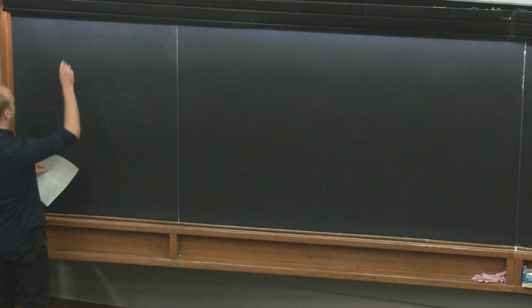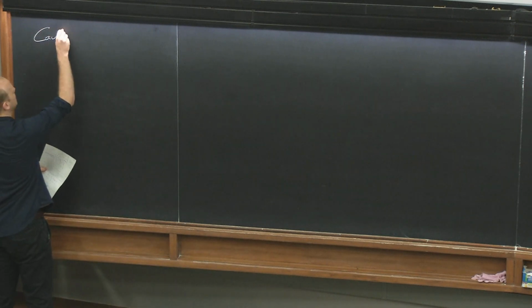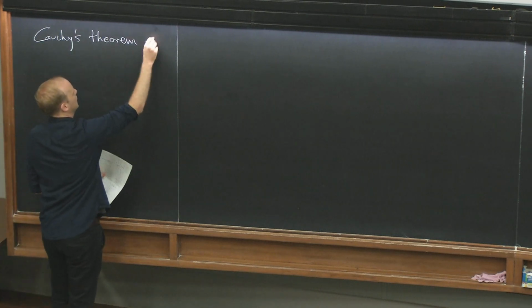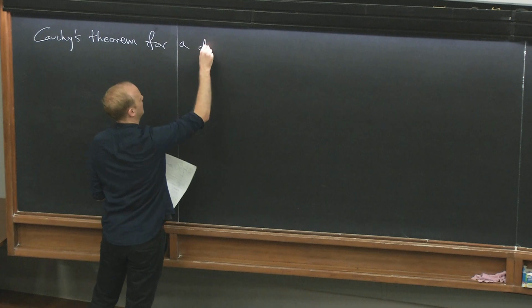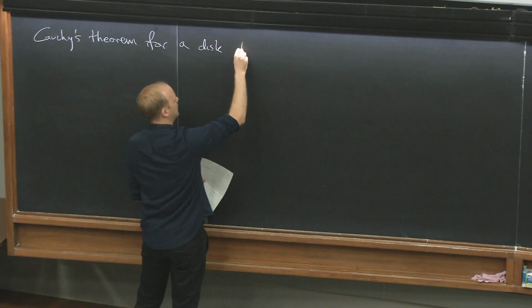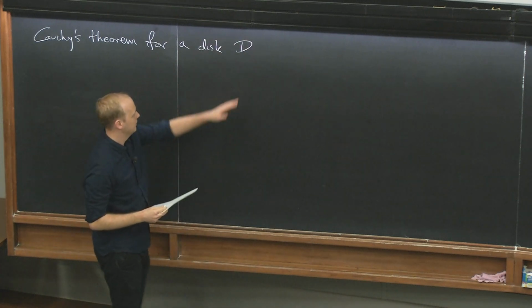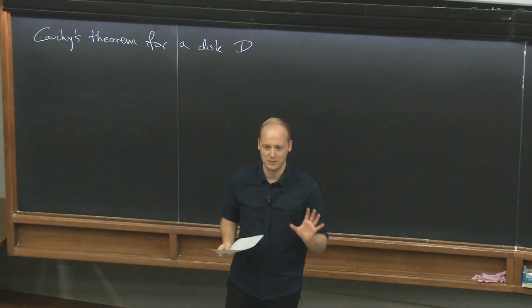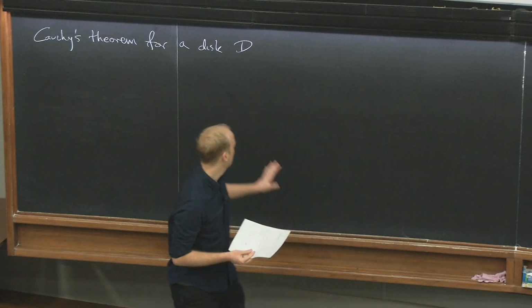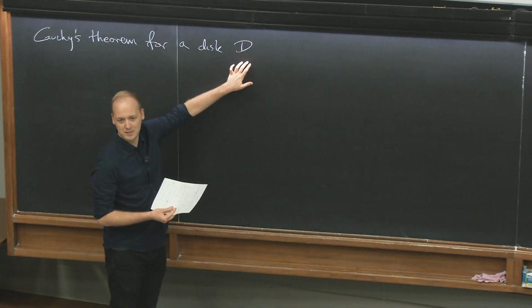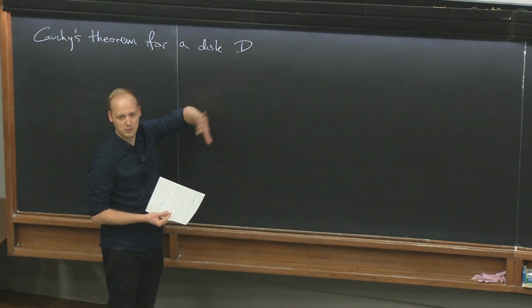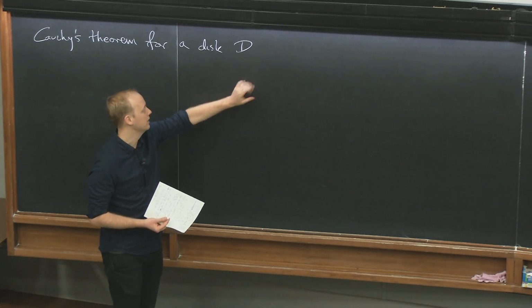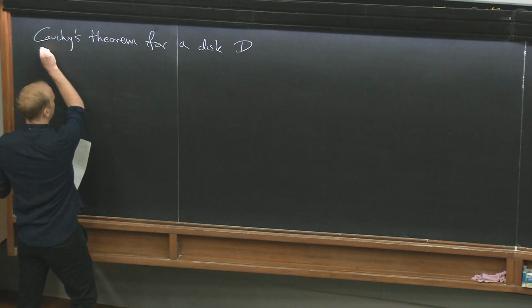OK, so we were talking about Cauchy's theorem for a disk. And the disk, I will write it D, but not the boldface D, because, as I said, it's not necessarily the unit disk. All I want is to have a nice, simply connected domain with nice boundary, nice topology. Everything is nice here. But the radius doesn't matter in any way.